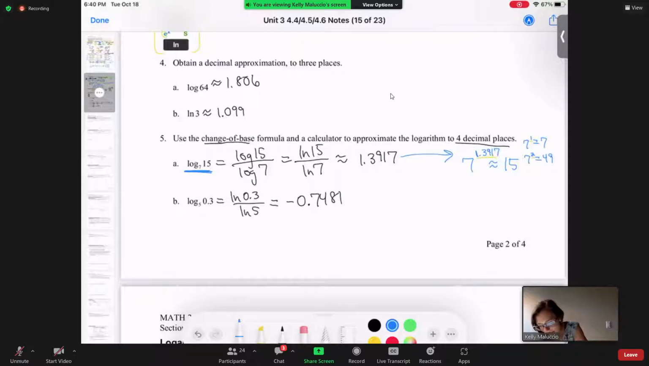And same thing with the next one. What this tells us is that 5 to the negative 0.7481 is approximately 0.3. And again, you can put this in your calculator if you don't believe it. Which is also the same thing as 1 over 5 to the 0.7481.